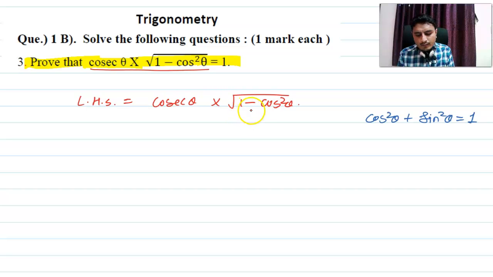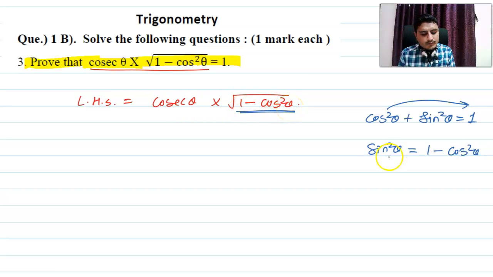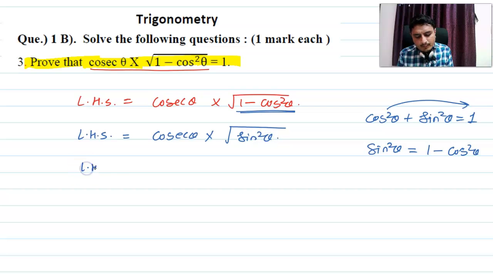Now we require to convert here 1 minus cos square of theta. So shift this cos square of theta from the left hand side to the right hand side, so that we are getting sin square of theta equal to 1 minus cos square of theta after shifting. So the value of 1 minus cos square of theta is sin square of theta. So let's replace 1 minus cos square of theta by its value sin square of theta. So LHS is of the form, after simplifying, cosec of theta into square root of sin square of theta.